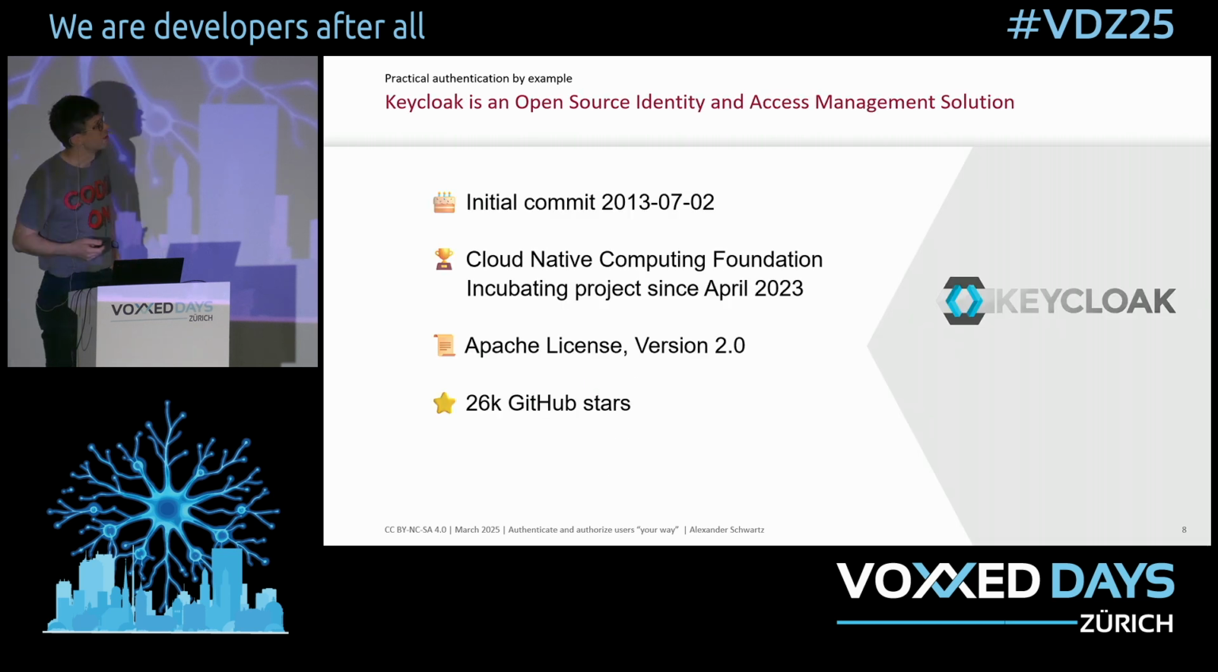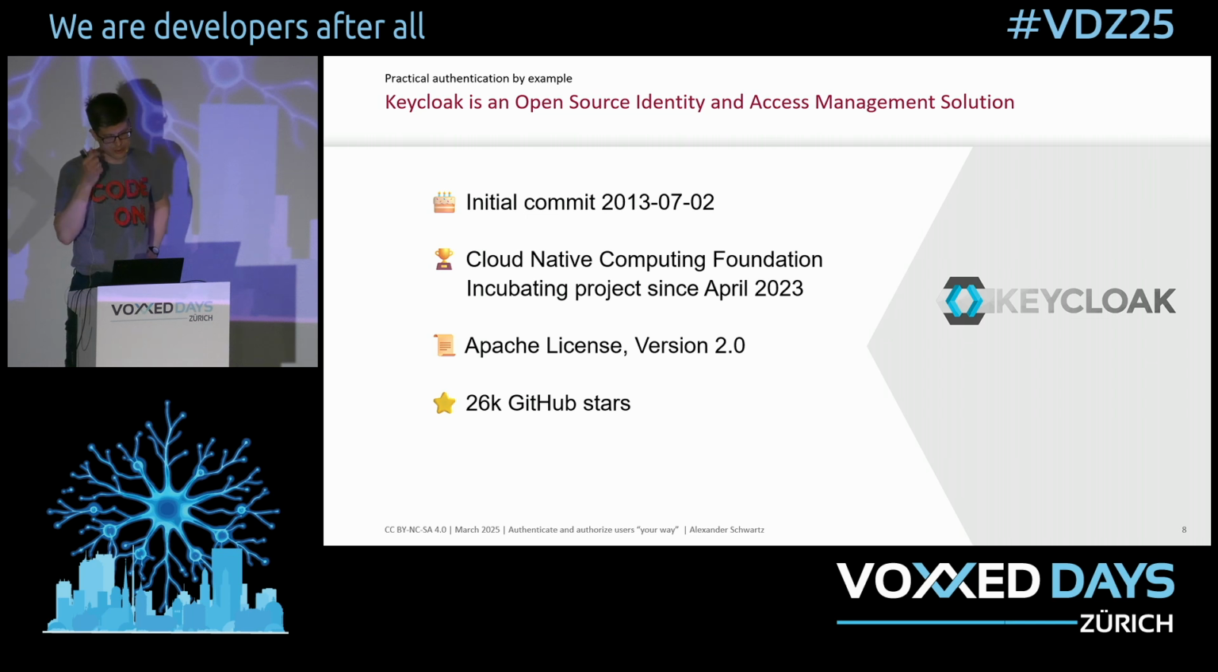Keycloak is now a good 10 years old. The initial commit was in 2013. We've been a Cloud Native Computing Foundation incubating project since April 2023. We use the Apache license, which is both open source and commercial-usage friendly, and we have about 26,000 GitHub stars from all the users who tried Keycloak and liked it.